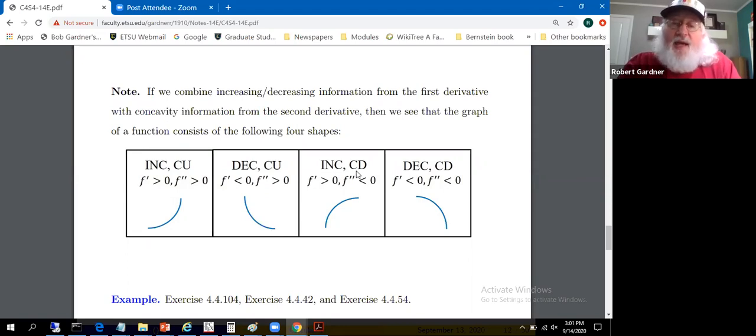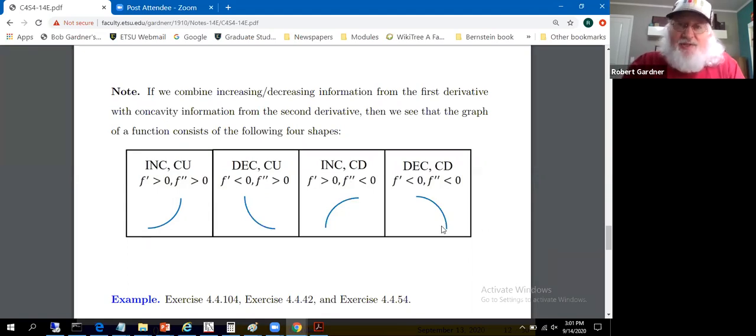Increasing, concave down, related to the signs of f prime and f double prime is given. Increasing, concave down, arching downward, there you go. Decreasing, concave down, decreasing and concave down, looks like that. So in terms of first and second derivative information, we got 4 pieces that the function could look like.